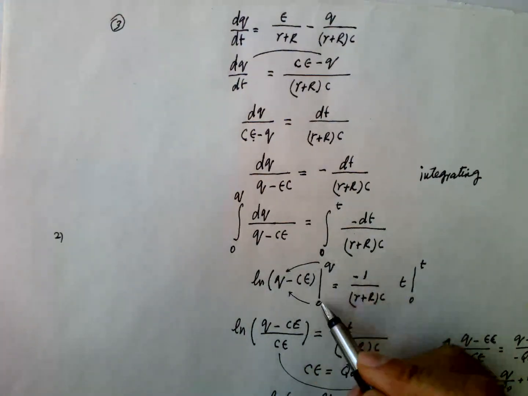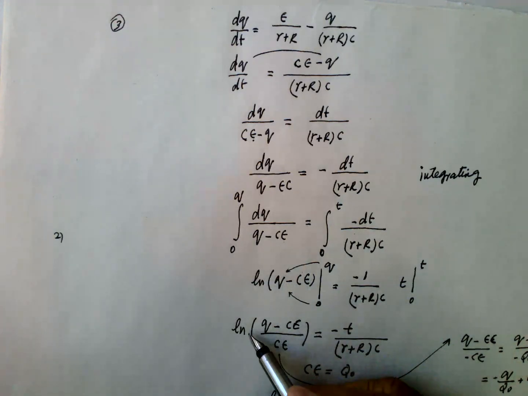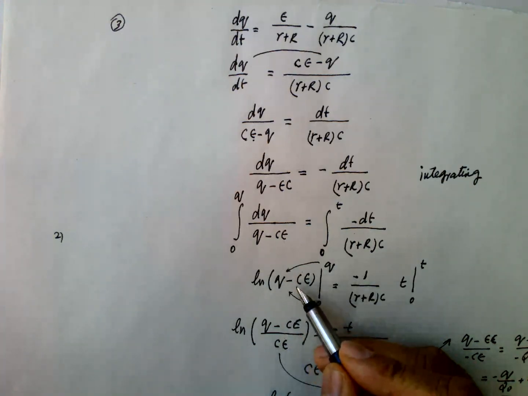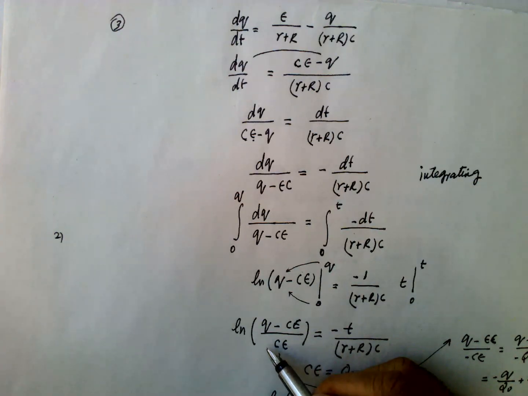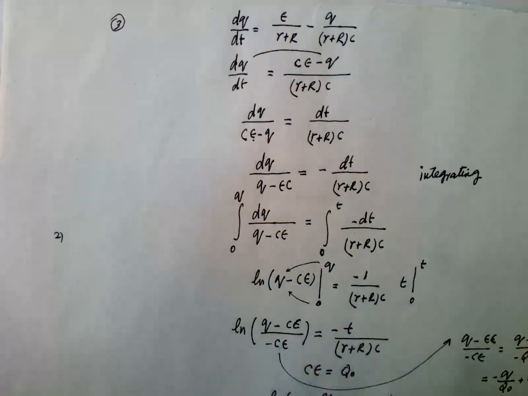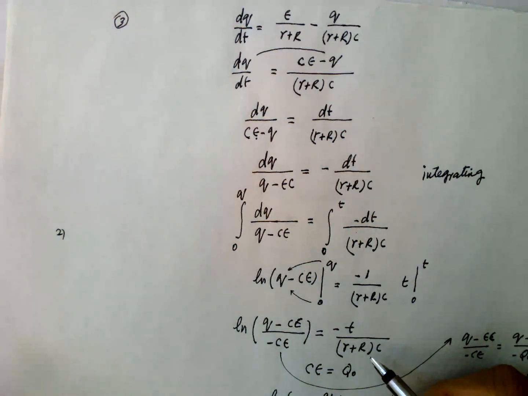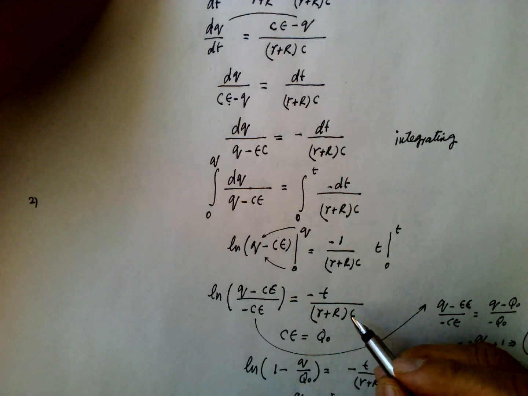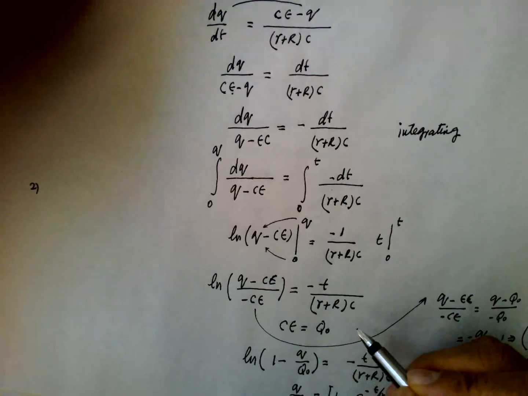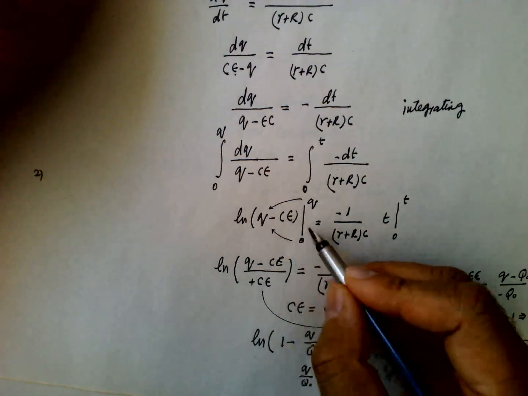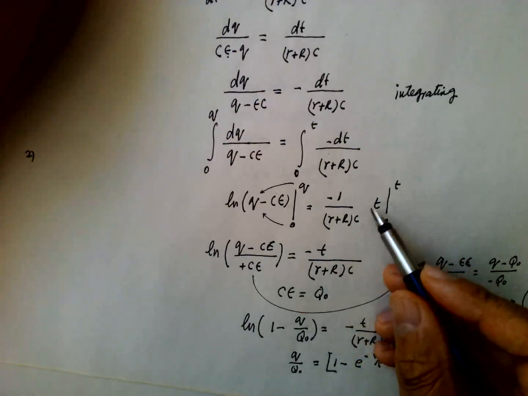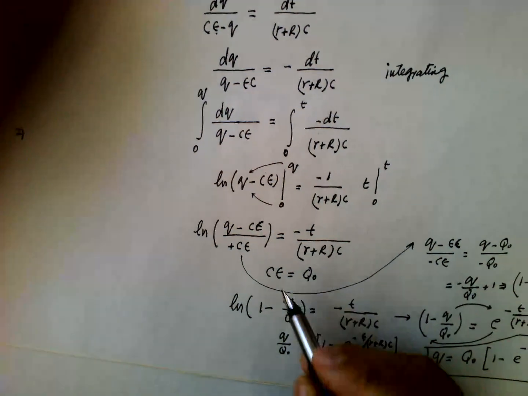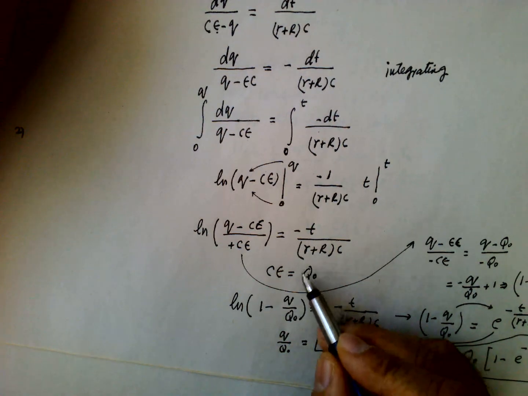So when Q is 0, this will be only this one. So ln of Q minus C EMF over minus C EMF, equal to minus T over r plus R into C. C into EMF is equal to Q naught, the total charge. Am I right? Yes, this will be negative. This will be correct.